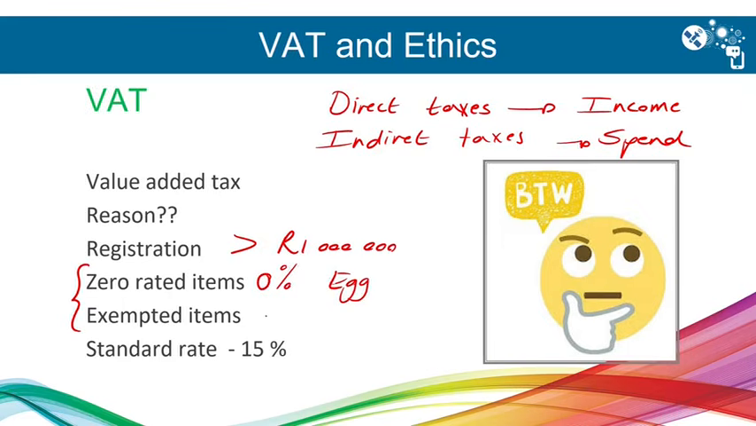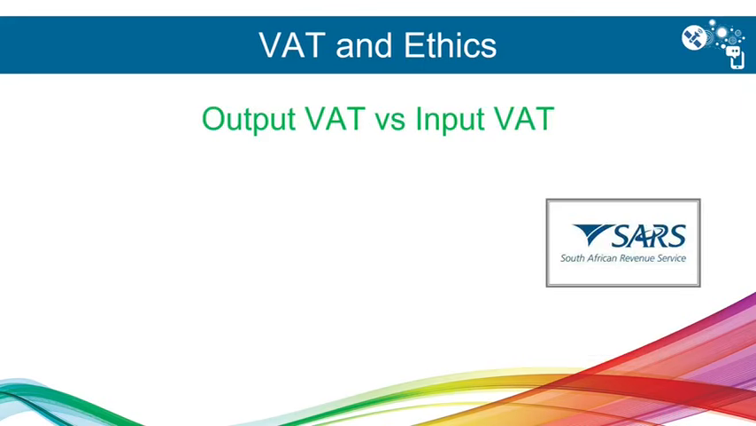And then exempted items will be the school fees, salary and wages, and your fuel levy, subject to other taxes. But those are the exempted. Zero rated will be your necessities, your eggs, your fresh fruit and vegetables, your breads. And then standard rate, all the rest, 15% on that.